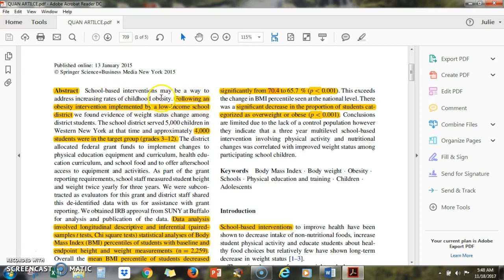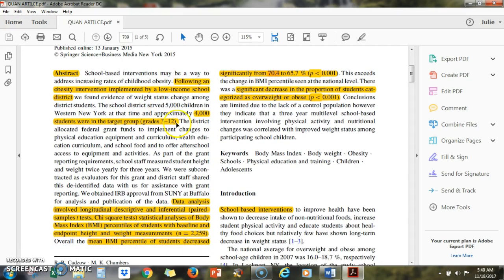So we're talking about school-based interventions here right off the bat. And this is telling us that following an obesity intervention implemented by a low-income school district, they found evidence of weight status change. So right there I know what they did. They did an intervention program in a low-income school. Their target population was 4,000 students in grades 3 through 12.